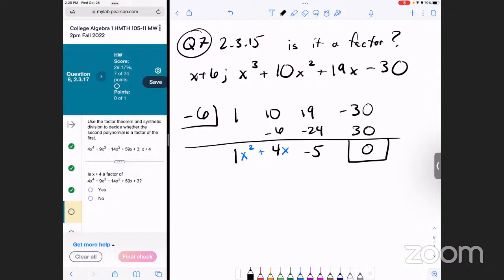Same kind of deal here. Decide that this is a factor. So remainder theorem. If the remainder is 0, then it is a factor.